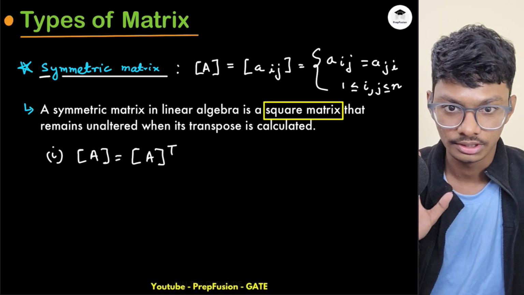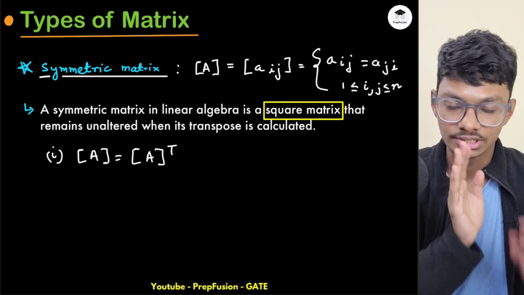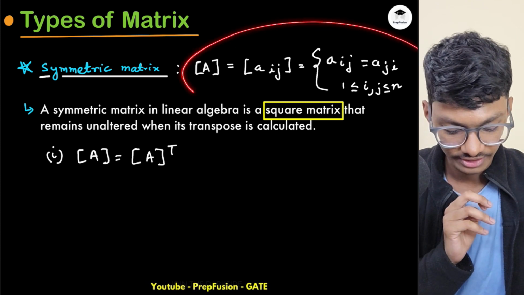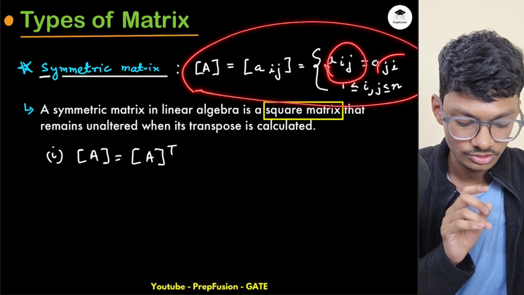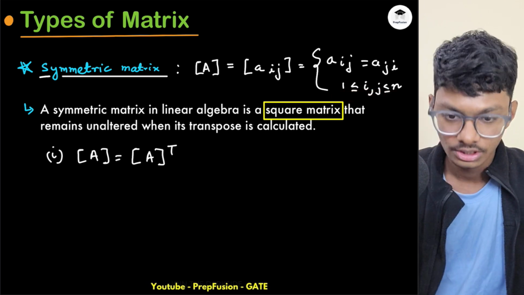Sorry, the connection got cut. I was telling that I have already told you what a transpose is. Transpose means basically rows are interchanged into columns. Here the definition is also given, where Aij equals Aji for all i, j. What does this mean?